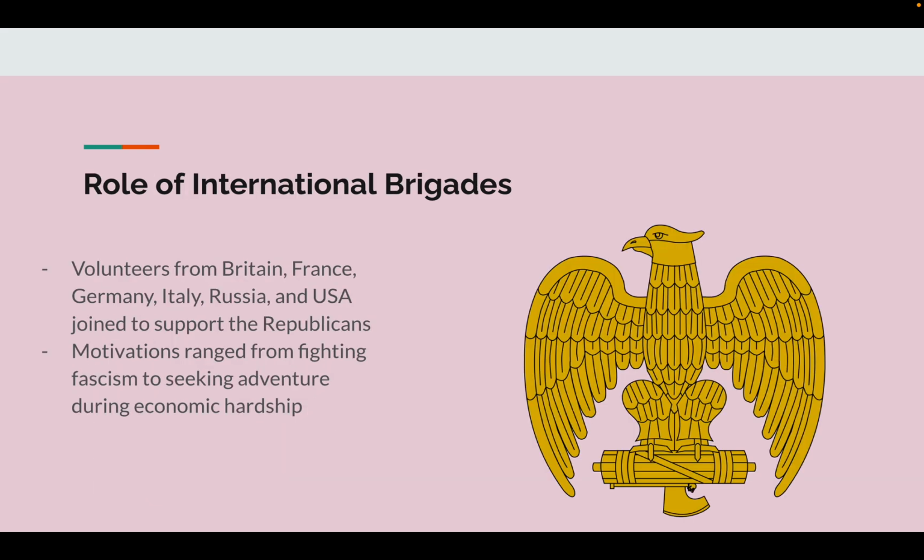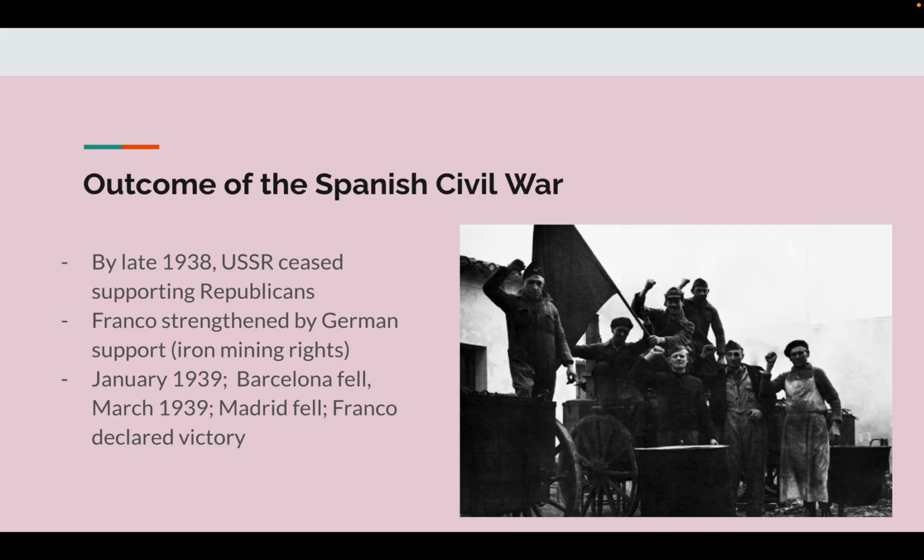Role of the International Brigades. Volunteers from Britain, France, Germany, Italy, Russia, and the USA joined to support the Republicans. Motivations ranged from fighting fascism to seeking adventure during economic hardship.